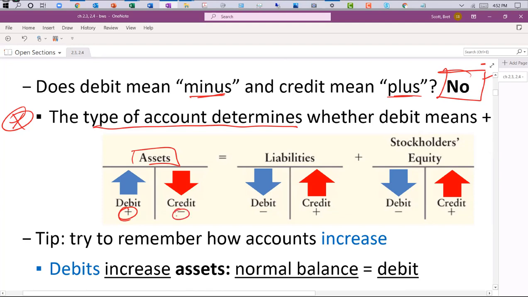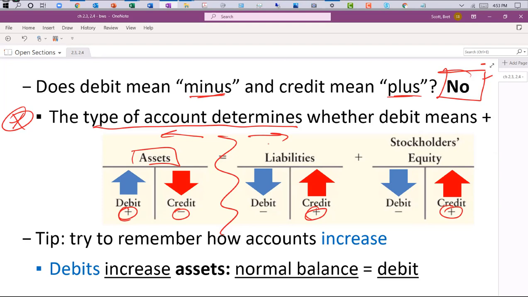Credits reflect the decreases. We want to show these things separately. We don't want to just blend them all into one column. It gets a little hairy. It gets a little crazy after a while. We create two columns, one to show the ups, one to show the downs. In assets, the increases, the ups, are the debits. That's on the left-hand side. For liabilities, the increases are on the right-hand side, as well as the increases for stockholders' equity. Think about this like a mirror image. Assets increase with debits, liabilities and equity increase with credits.